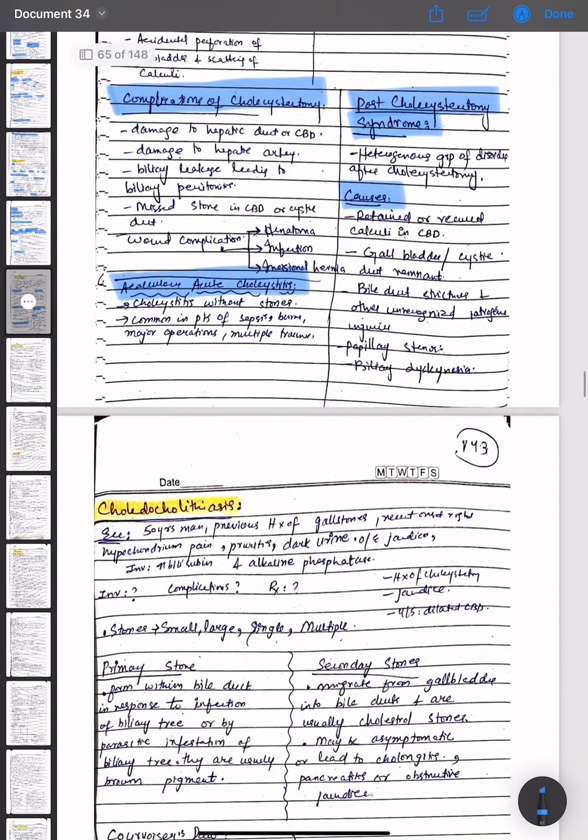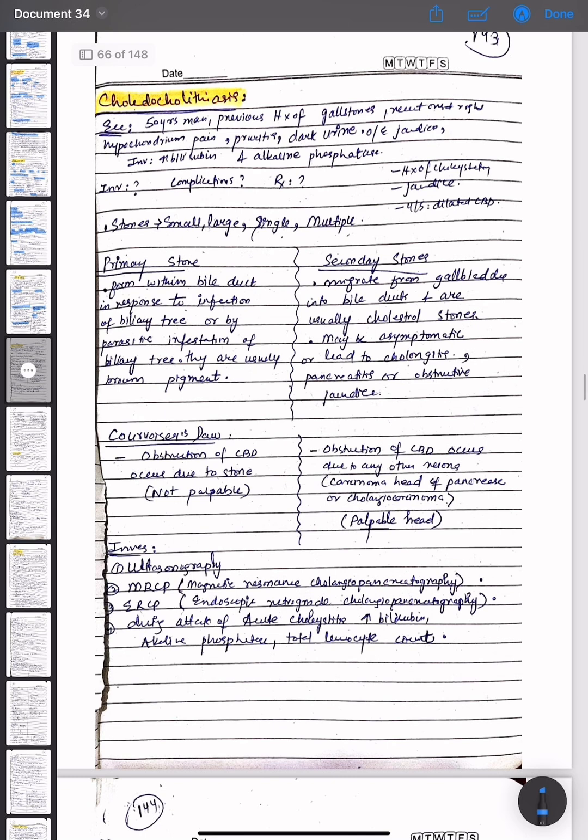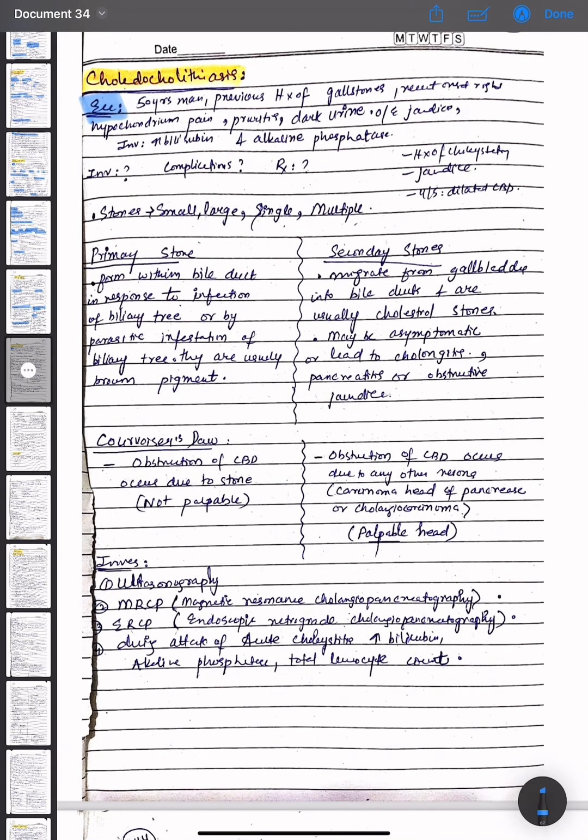Now coming towards choledocholithiasis. We have a scenario of a 50-year-old man with a previous history of gallstones, recurrent onset right hypochondrium pain, pruritus, and dark urine. On examination, jaundice. Investigation shows increased bilirubin and alkaline phosphatase. So, what are the investigations, complications, and treatment options?